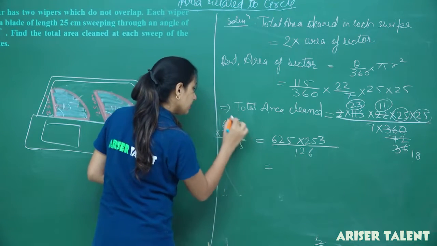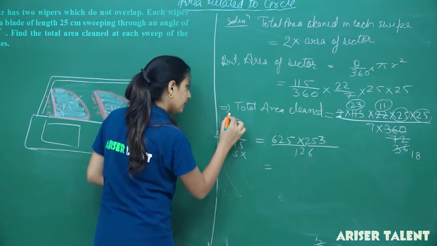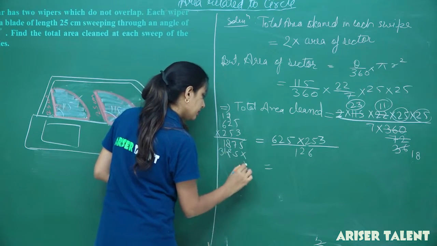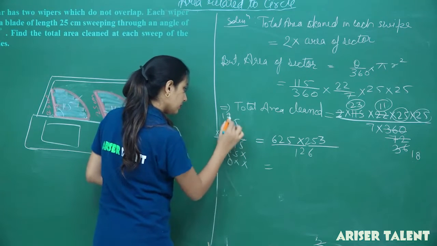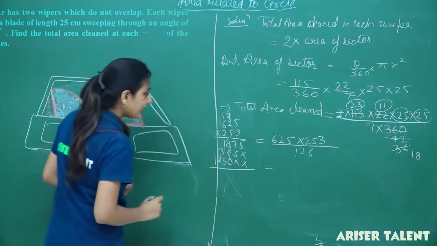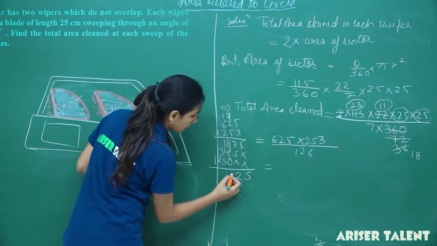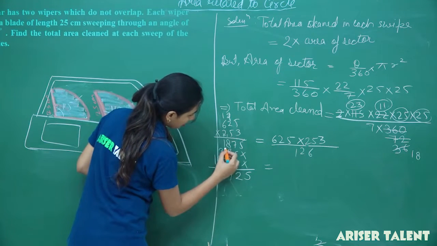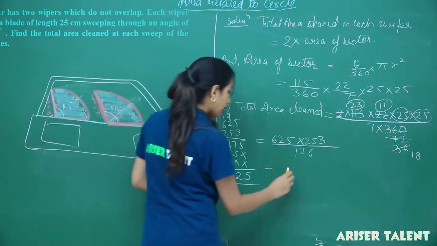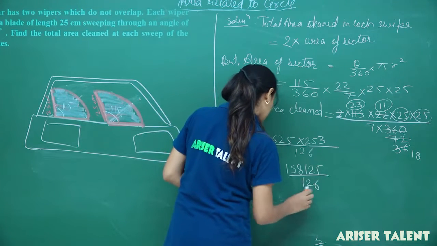So that will be 15, 7, 18, 25, 12, 31, 10, 5, 12. Okay. So when I calculate this, this will be 7, 12, 11, 8, 5 and 1. Okay. So that will be 185,125 by 126.